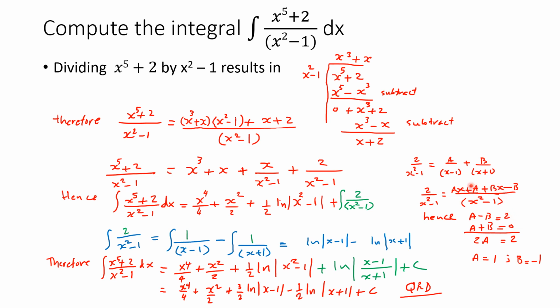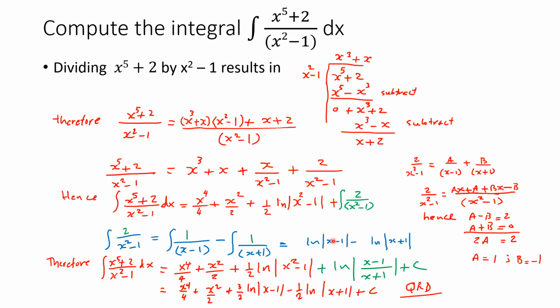And the coefficient of x, of course, we have ax plus bx, so a plus b is the coefficient of x. The coefficient of x here is 0, so a plus b equals 0. Now if we add these two, it will give us 2a equal to 2. That means a equals 1. And since a plus b equals 0, b must equal negative 1. We plug in 1 for a and negative 1 for b, and do the integration.